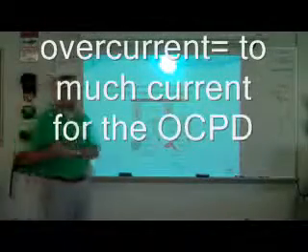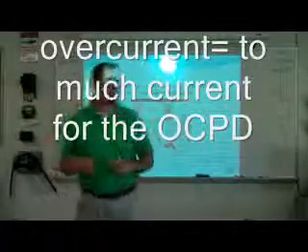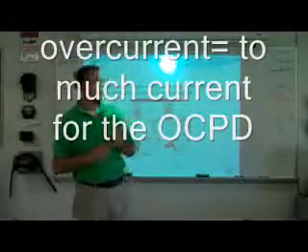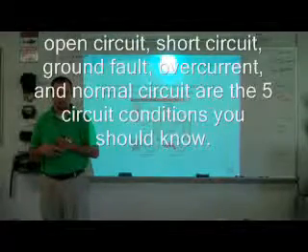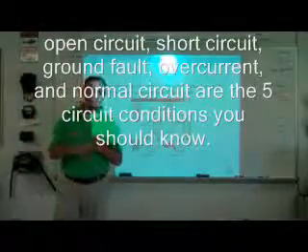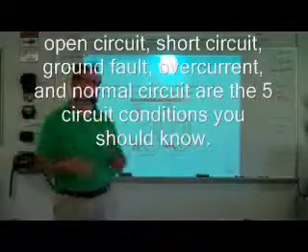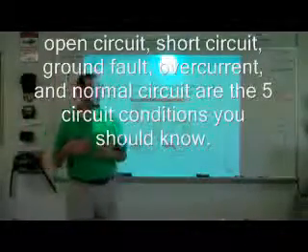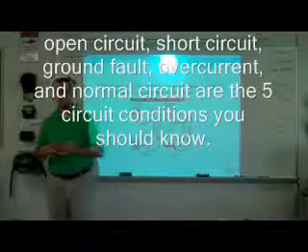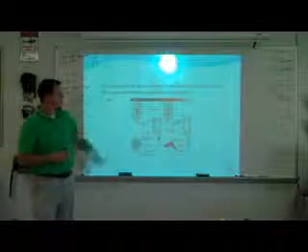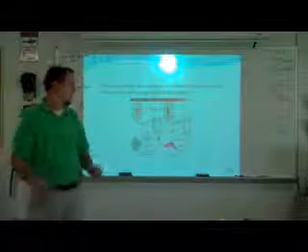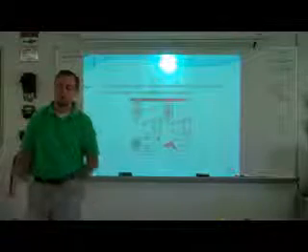Overcurrent. We need to understand the types of circuit conditions. You've got normal circuit condition, where everything is operating as it should. You've got open circuit, which is, if your switch is off, then you have an open circuit. And then you've got short circuit and ground fault. And then last, overcurrent. Overcurrent is any current in excess of that for which the conductor or equipment is designed.